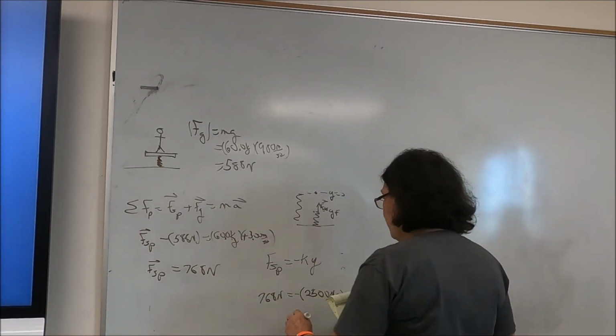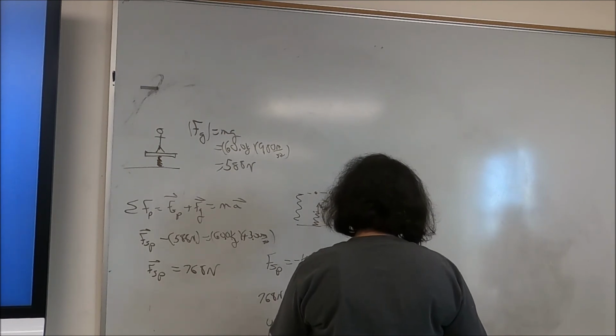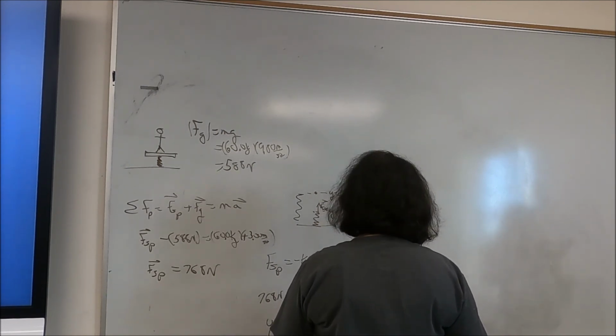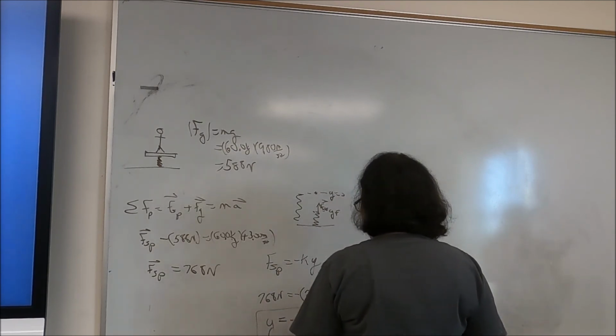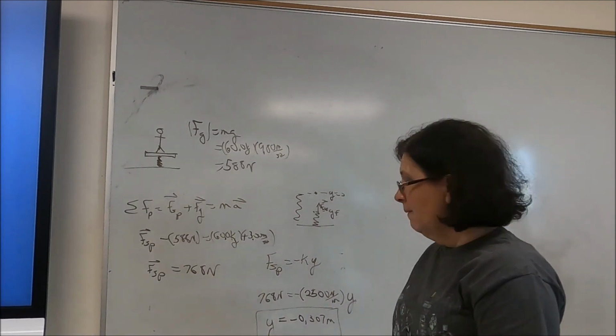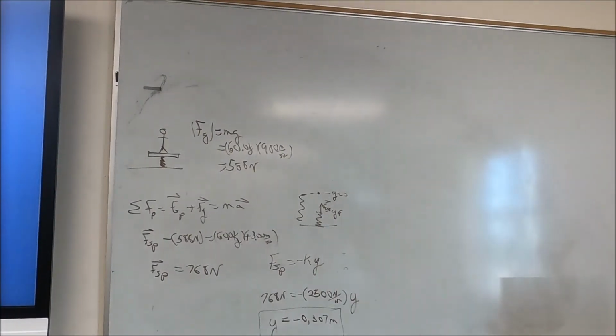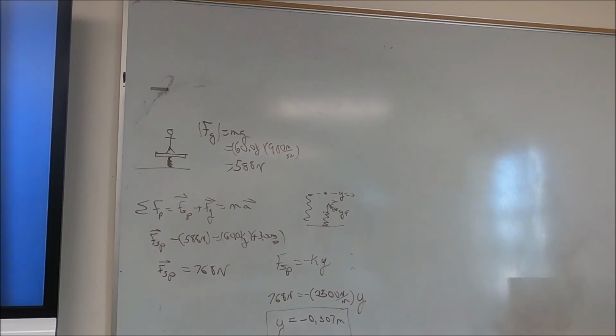So if I calculate for y, it is going to equal a minus 0.307 meters. That negative sign indicates that it was compressed. Okay? So that's how much the spring was compressed while this person was standing on it, accelerating upward. I like this problem because it gets you guys to think about the fact that we had to do something to figure out the spring force to get started. Okay?